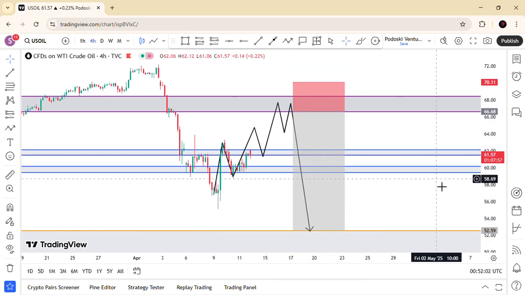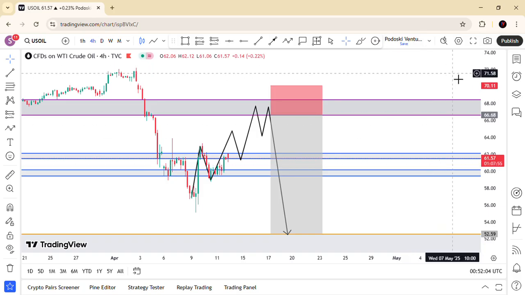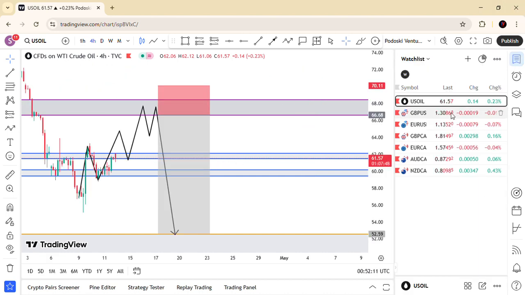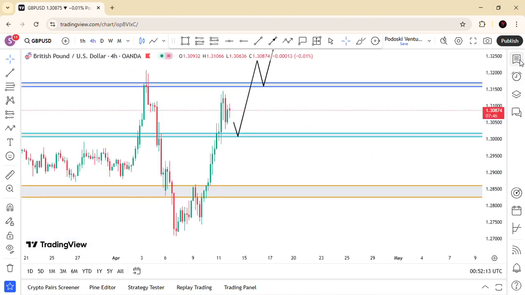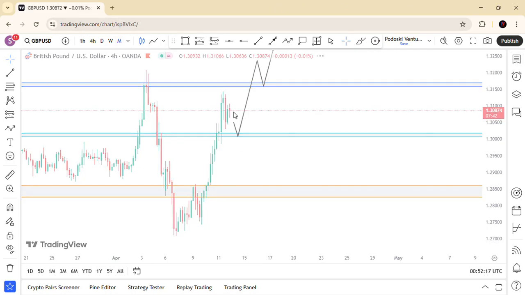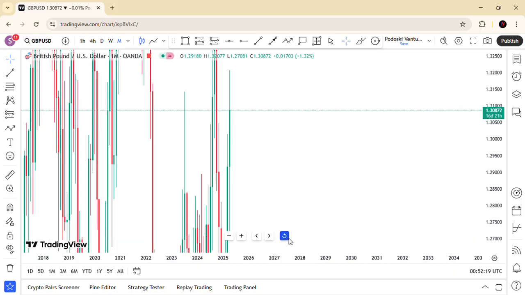Let's move to the next pair on the list. So the next pair on the list is GBP USD. So on GBP USD, let's start from the monthly time frame.